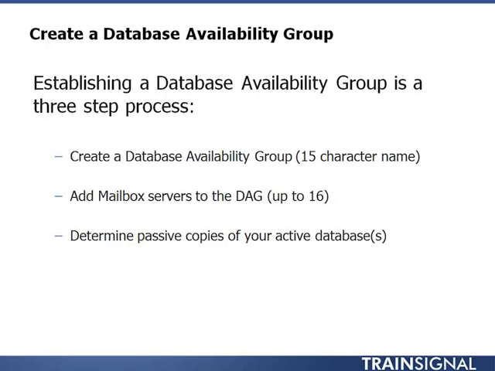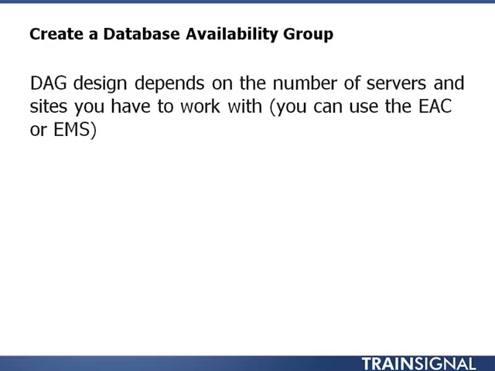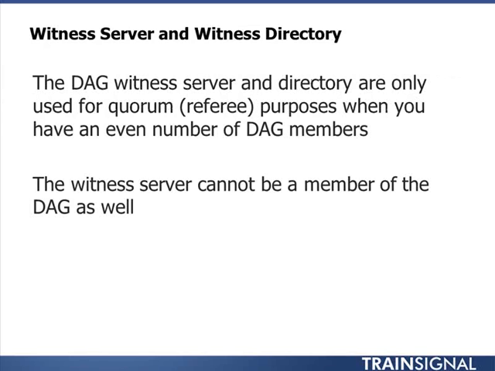Now certainly there's much more to database availability groups, but that's all part of Database Availability Group or DAG design and deployment. And the design depends on the number of servers and the number of sites that you have to work with. But overall, establishing a DAG is done through the EAC or the EMS, the Exchange Admin Center or the Exchange Management Shell. To really master high availability within Exchange 2013, there are a lot of new terms that are going to be coming your way.